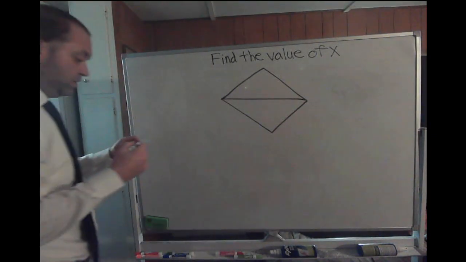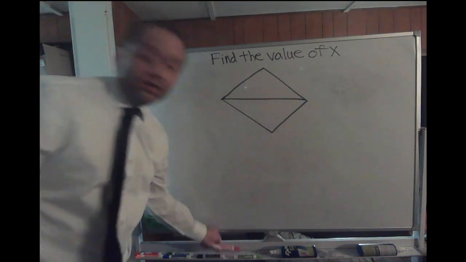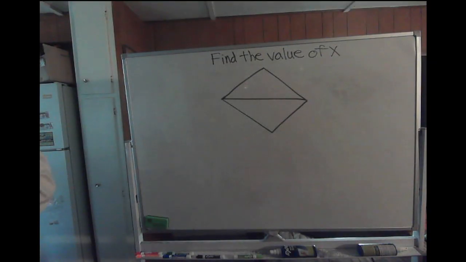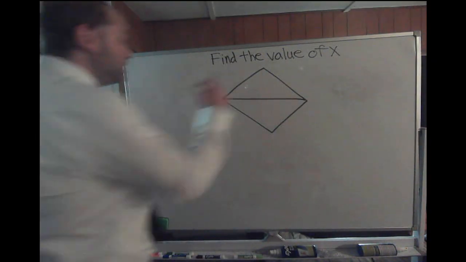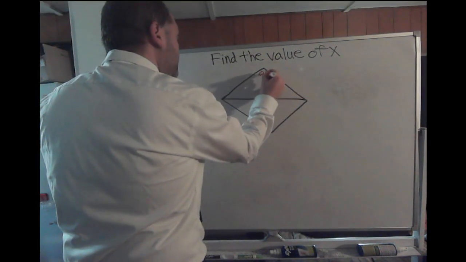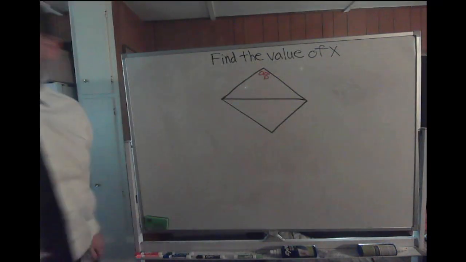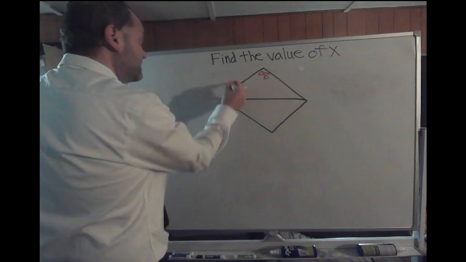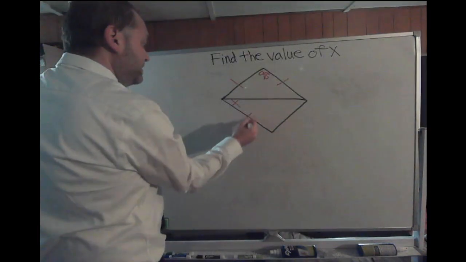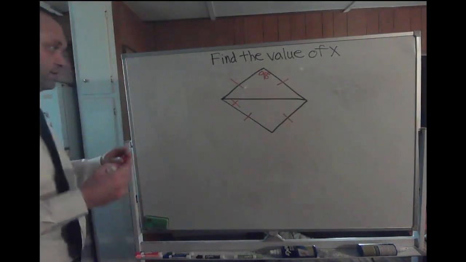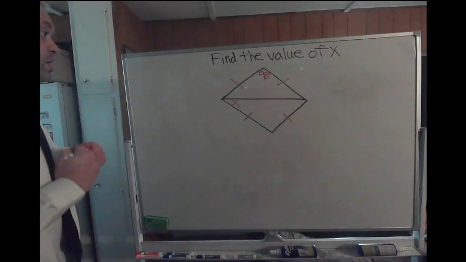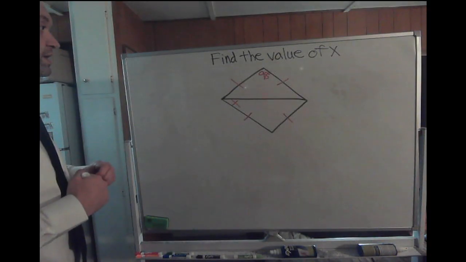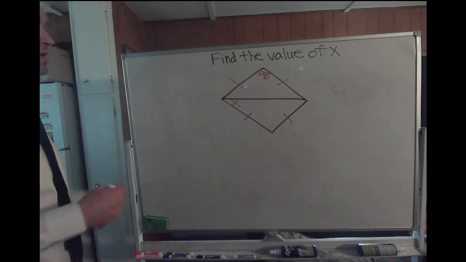There we go. We're going to have two triangles in this case. This is 98 degrees. This is x, and these four sides are congruent to each other. So we're going to have a bit of fun. We're definitely going to have a bit of fun here.